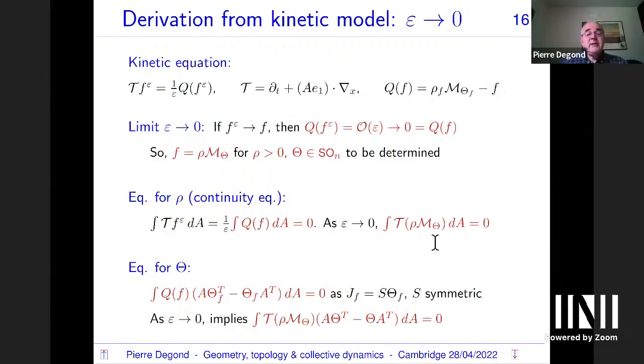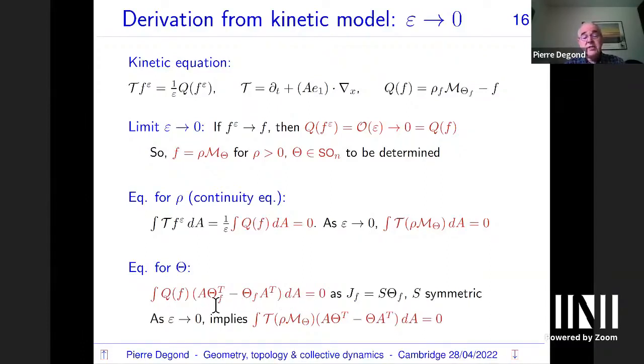The equation for theta is a little bit more involved. At first glance, you would like to multiply the equation by A and integrate with respect to A. But that doesn't work. The quantity that you need to integrate with is this more complex quantity, A theta F transpose minus theta F A transpose. Theta F is the rotation matrix constructed from F, right? So basically by taking the polar decomposition of the Jacobian of F. And you see that this matrix is anti-symmetric.